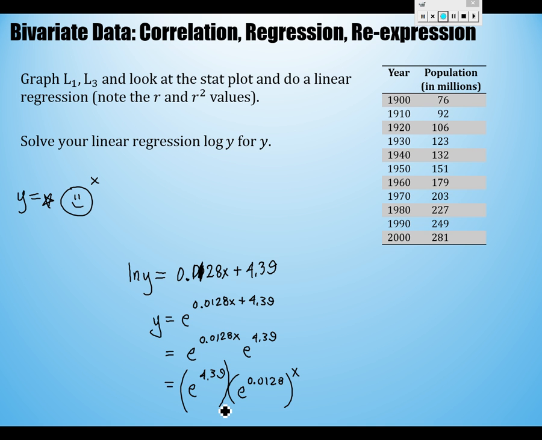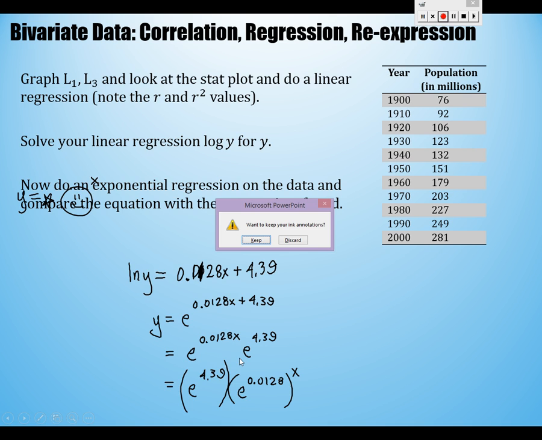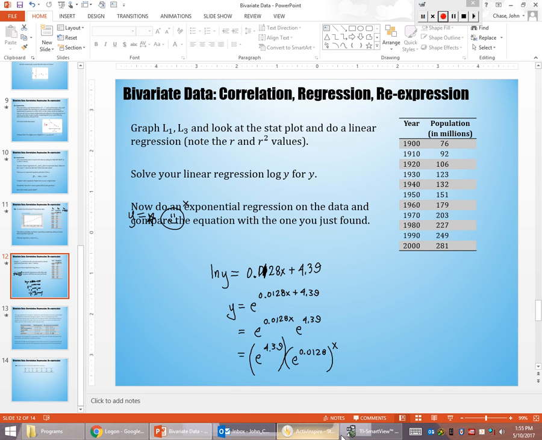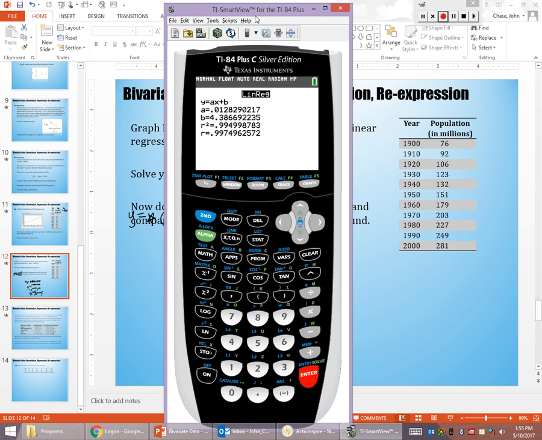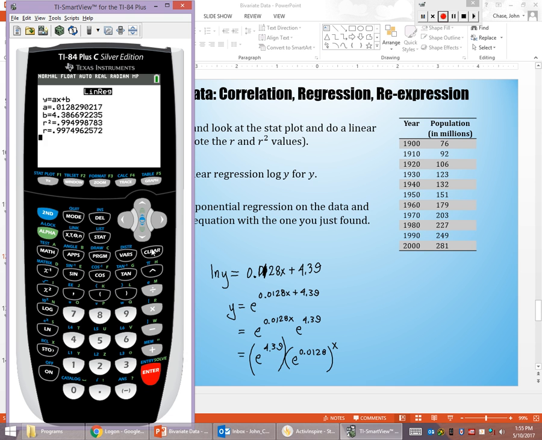And I don't want to just type in e to the 4.39, because any error I have will be exponentially increased. So I'm going to use the full value from my calculator. This is stored in b and a on my calculator. So let me show you how you can get those values here. So e to the, this was b, 4.39.